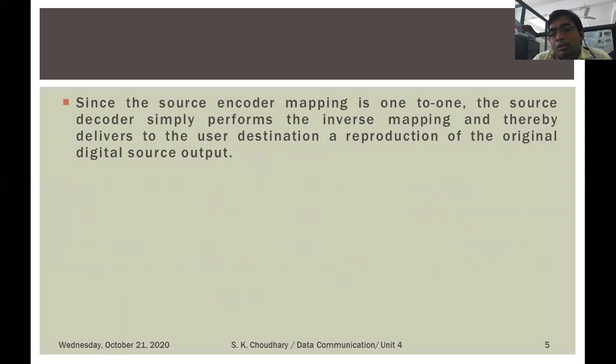Since the source encoder mapping is 1-to-1, the source decoder simply performs the inverse mapping. In the receiver section, the last block is the source decoder. It just performs the inverse operation of the source encoder, and thereby a signal that is a reproduction of the original digital signal is delivered to the users at the receiving end.